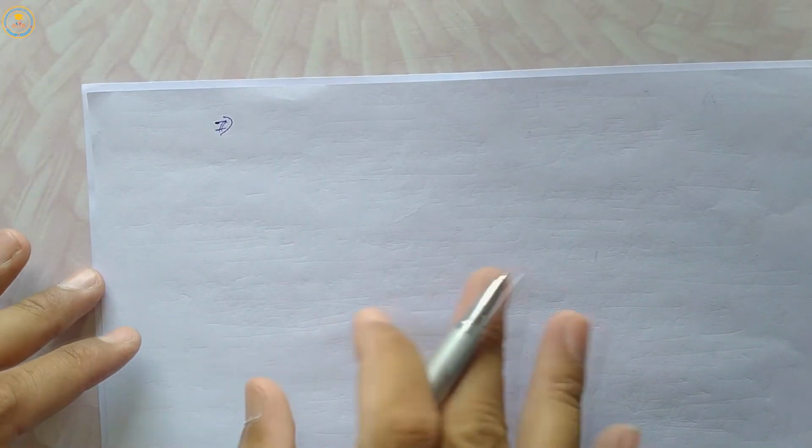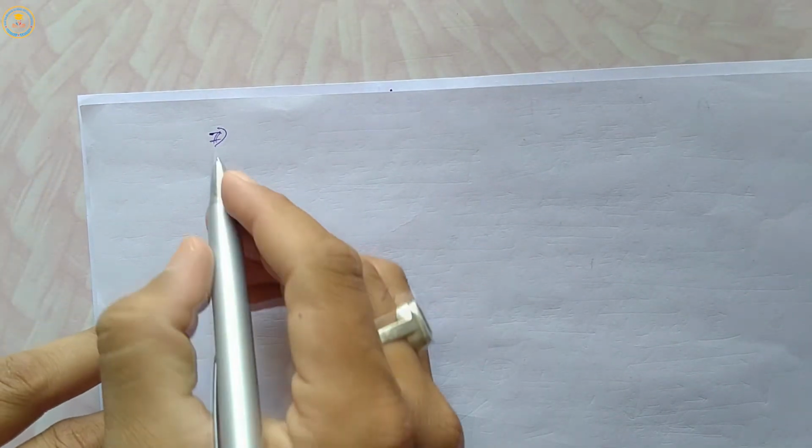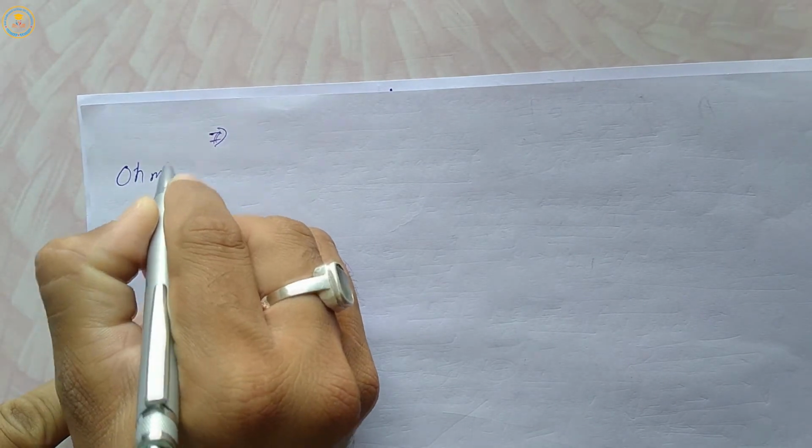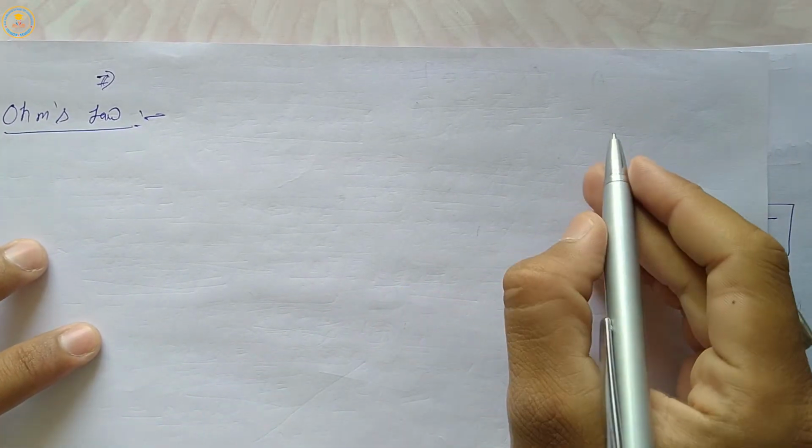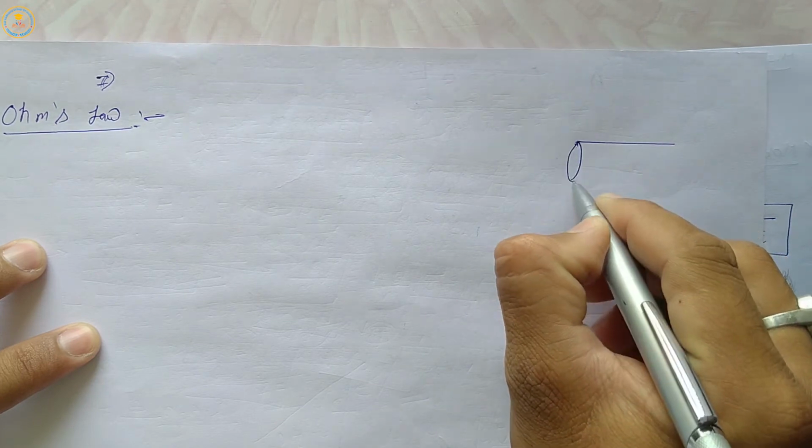Okay, our next topic is a very important topic, and this topic we have studied in previous classes. This is Ohm's law. George Ohm gave the rule for the relation between electric current and the potential difference applied to the ends of a conductor. Okay, suppose we have a conductor. This is a conductor.